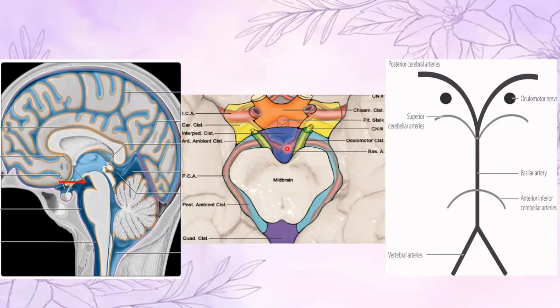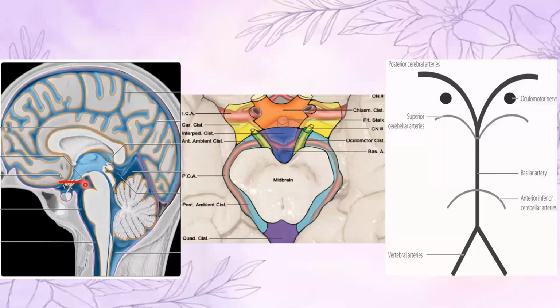The next cistern is the interpeduncular cistern, which is situated between the two cerebral peduncles. This cistern connects anteriorly to the suprasellar cistern, and posteriorly it is continuous with the ambient cistern. It contains three structures, two vessels and a nerve. The vessels are the posterior cerebral arteries and the superior cerebellar arteries, which are branches of the basilar artery, and then the oculomotor nerve is located between them.